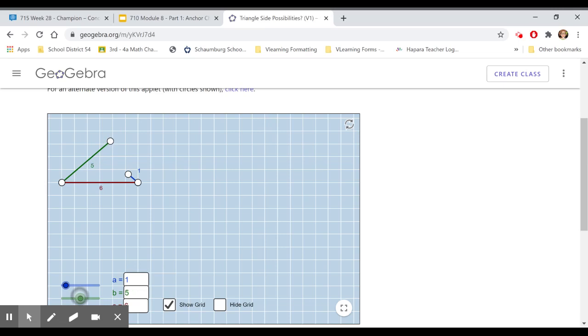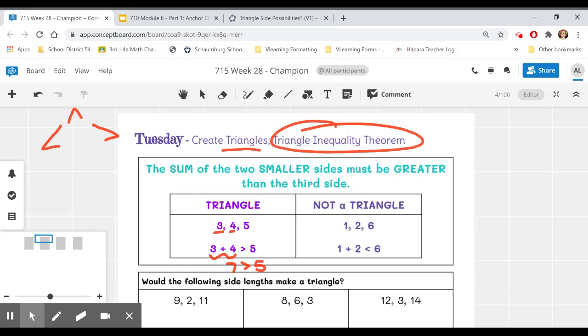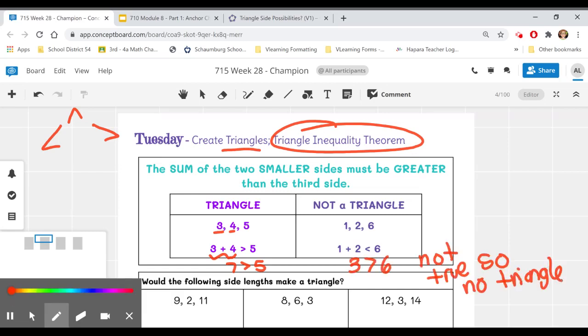Because if I make this exactly 6, let's say I make this 5, and I try my best to make these turn into a triangle, the only way that they're going to be right on top of each other is if I have them like this and there's no angles inside. So I cannot make a triangle unless I have my two smaller sides being larger, not equal to my third side. So in short, the triangle inequality theorem says that the two smaller sides, let's call this A, let's call this B, let's call this C, the sum of the two smaller sides must be greater than the third. 1 plus 2 is not bigger than 6, so this is not a triangle.